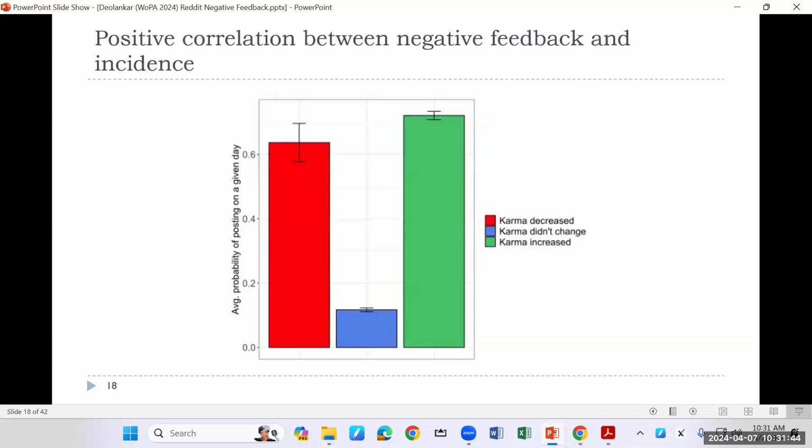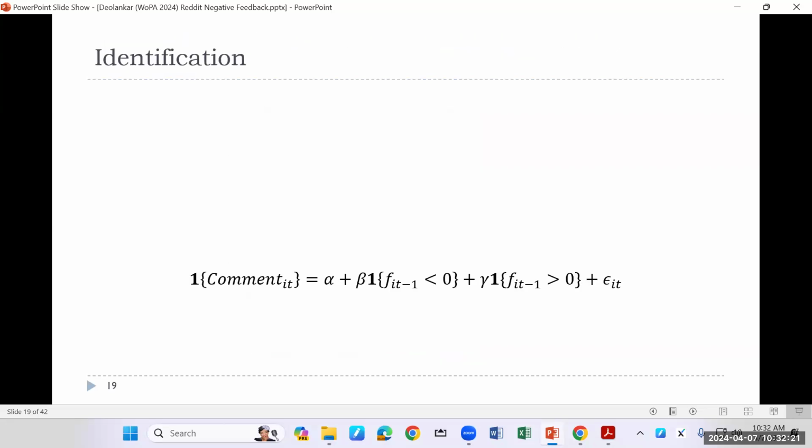And here's what we see. We see a positive correlation between the occurrence of negative feedback and the occurrence of comment creation. The red bars are those observations where a user's karma in a given period decreased relative to the karma in the prior period, meaning the user experienced negative feedback. The green bars are those observations where a user's karma increased relative to the prior period, meaning the user experienced positive feedback. And the blue bars are those observations where the user's karma didn't change. So there's a positive correlation between the two events. You can start with a simple specification where the dependent variable is a binary indicator for whether a comment is created on a given day, and the independent variable of interest is whether a user experienced negative feedback, meaning whether their comment karma decreased relative to the prior period.